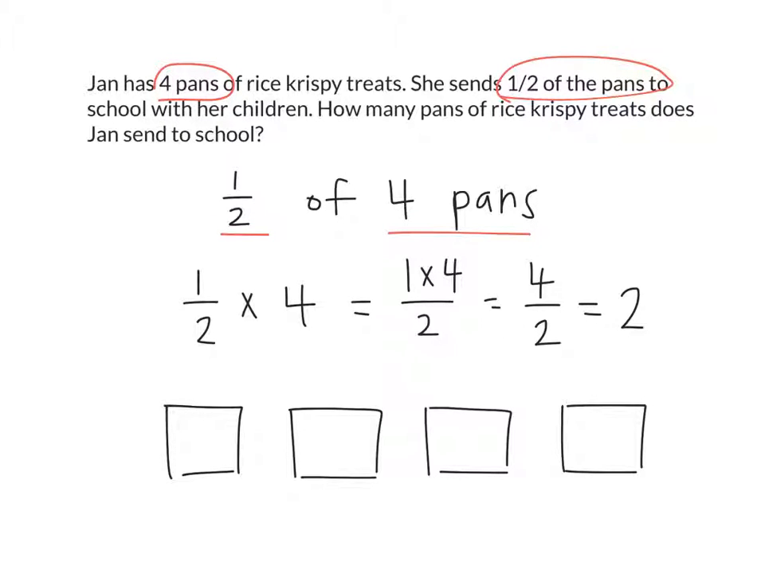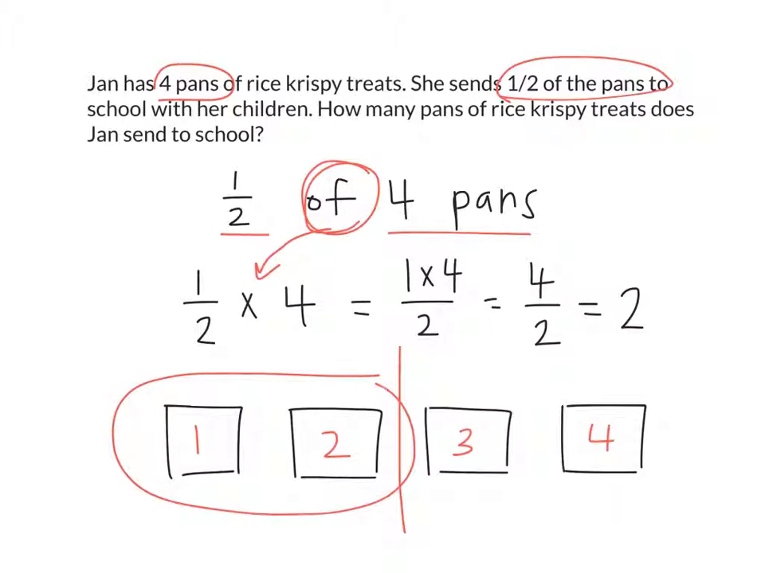Do you agree? We know in math that's the same as multiplication, right? The word of really means multiplication. So that's 1/2 times 4, which would be 1 times 4 all over 2, which is 4 over 2, or 2 pans. Do you agree? One way to draw a picture is that she has 4 pans, 1, 2, 3, 4 pans altogether, and we're going to divide them into 2 groups. So what she would send to school would be 2 pans. Do you agree? Right now in your notebooks, I want you to write the stuff I wrote down. Half of 4 pans, and then the math equation, and then the drawing.